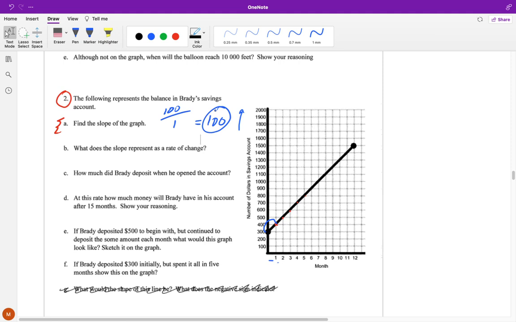It means, in the context of this problem, what is it actually telling us? So if this is Brady's savings account, and this is the number of dollars that he's saving, and this is the number of months, well, that means that he is saving $100 for every 1 month. So what this is telling us is how much money he's saving per month. So he's saving $100 per month, right?